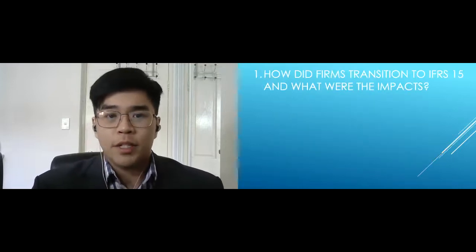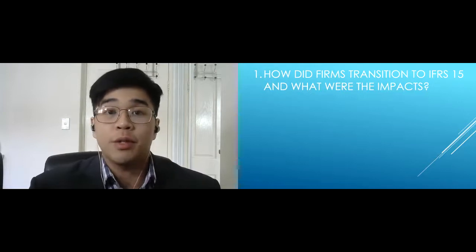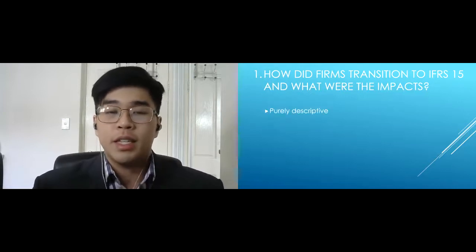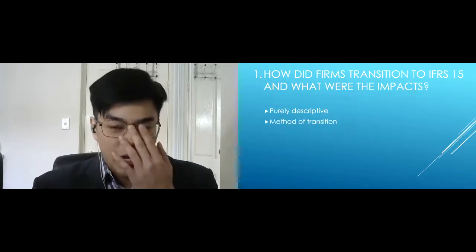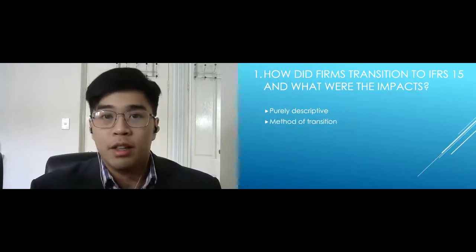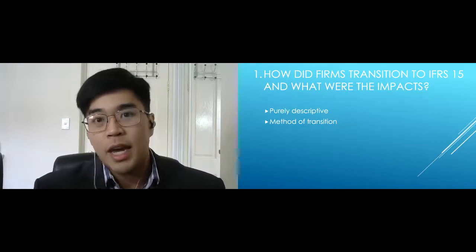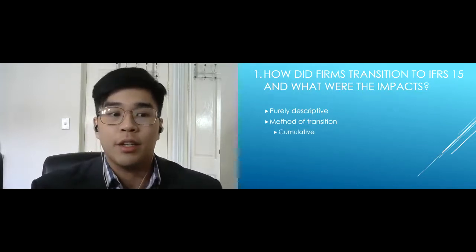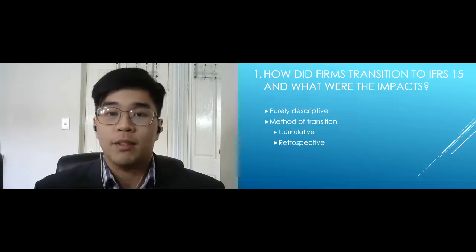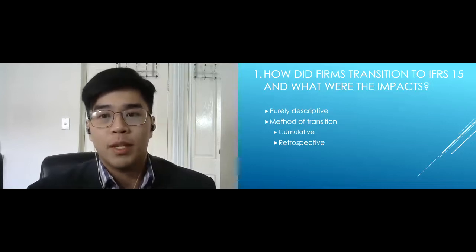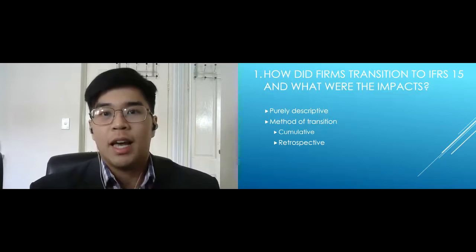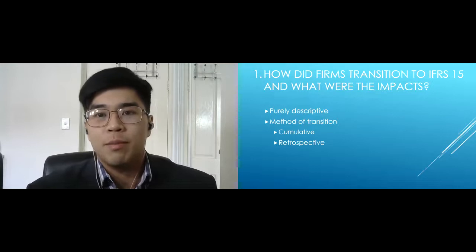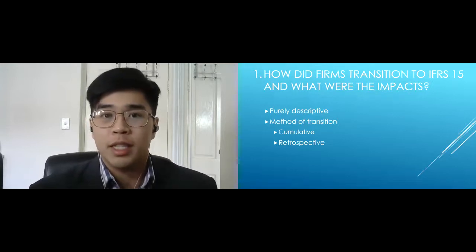In addressing the first question on how firms transition to IFRS 15, we approach it with a purely descriptive method in which we look at the way firms transitioned. In transition to the new standard, they had two choices: the cumulative and the retrospective. The cumulative approach simply allowed firms to make adjustments to their opening retained earnings, and that would be the bare minimum amount of disclosures that they needed.